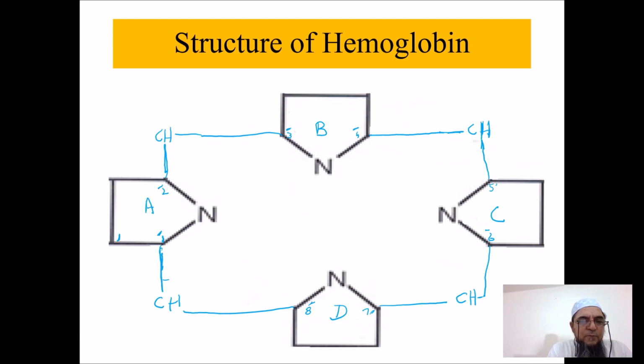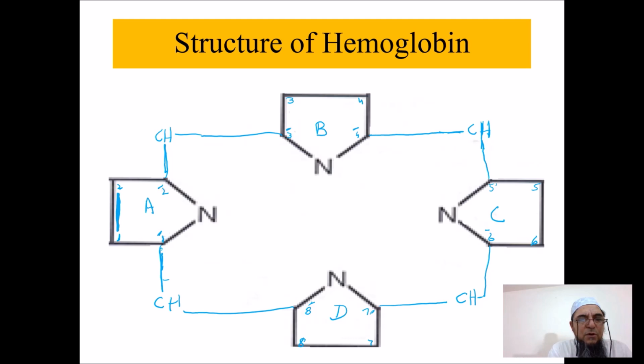This is 1, this is 2, this is 3, this is 4, this is 5, this is 6, this is 7, this is 8. Eight bonds are there. 4 rings, 8 bonds are there. Now let's put alternative double bonds in it. So once we put alternative double bonds, then the methine bridges will be complete.